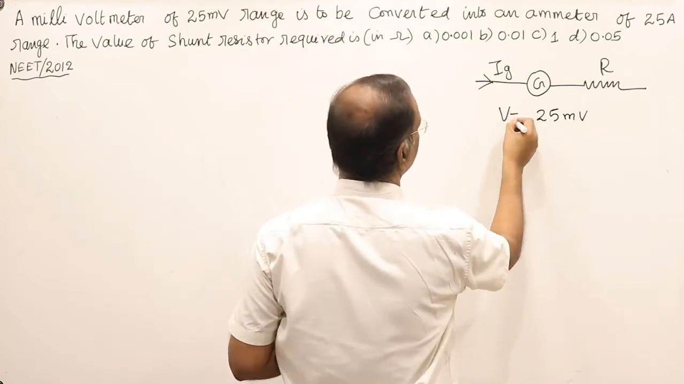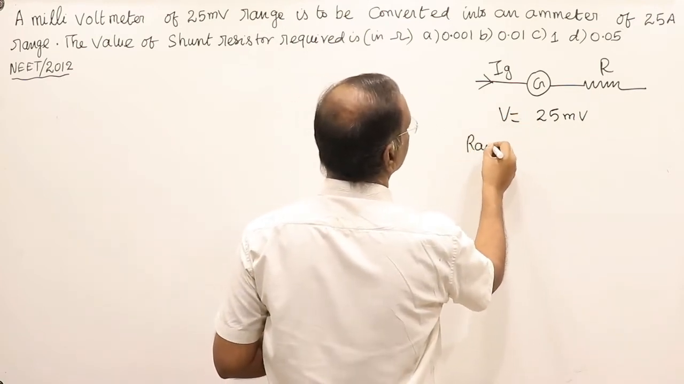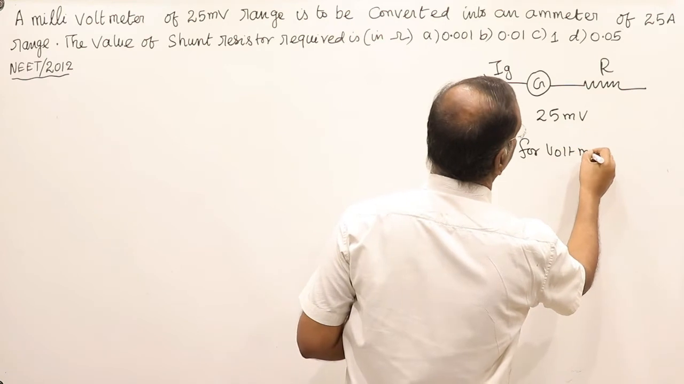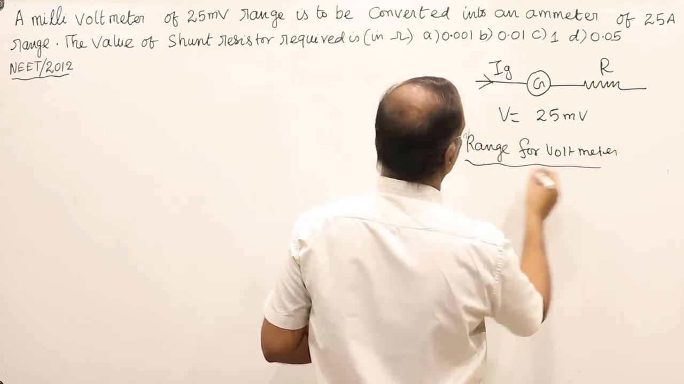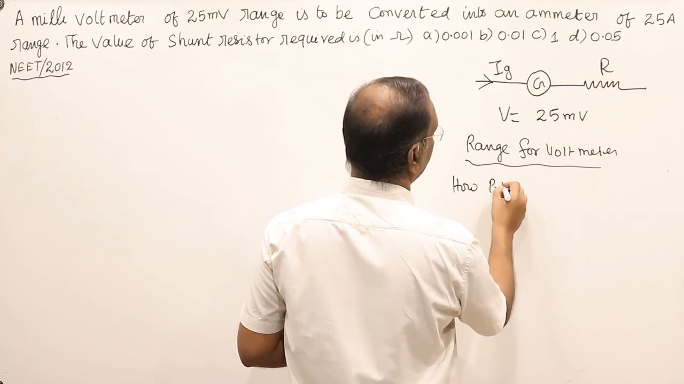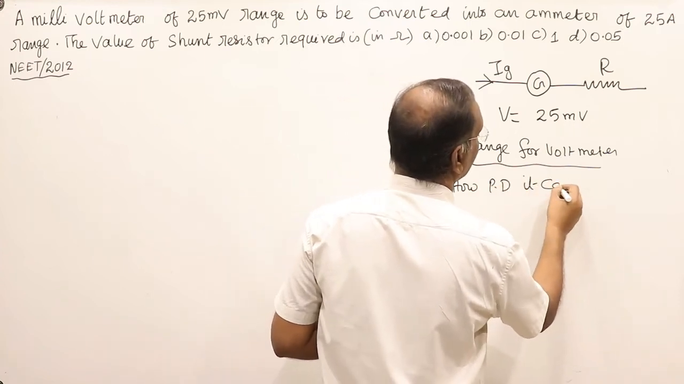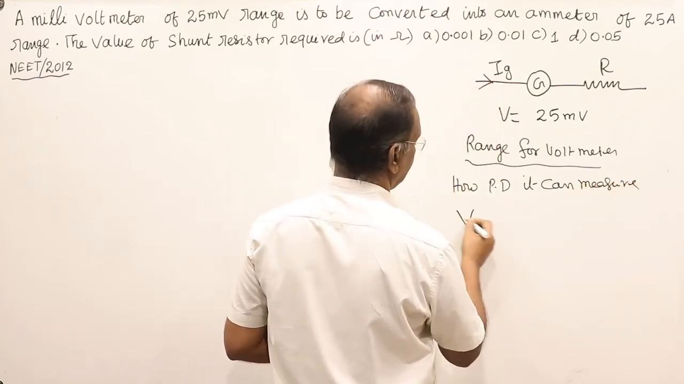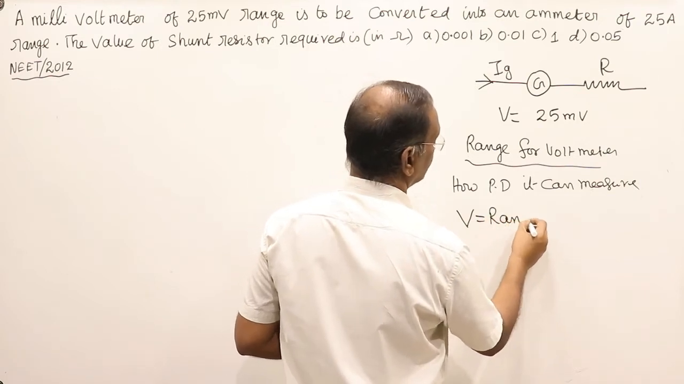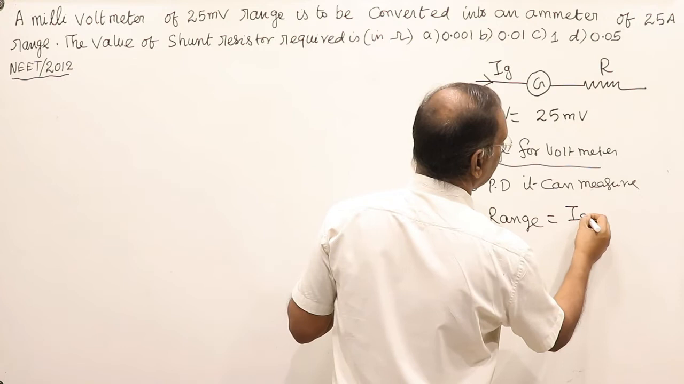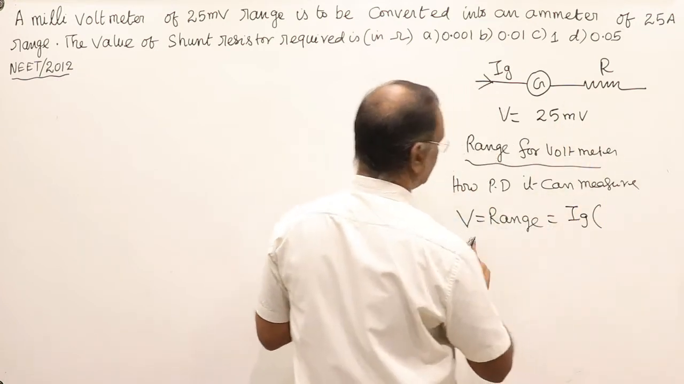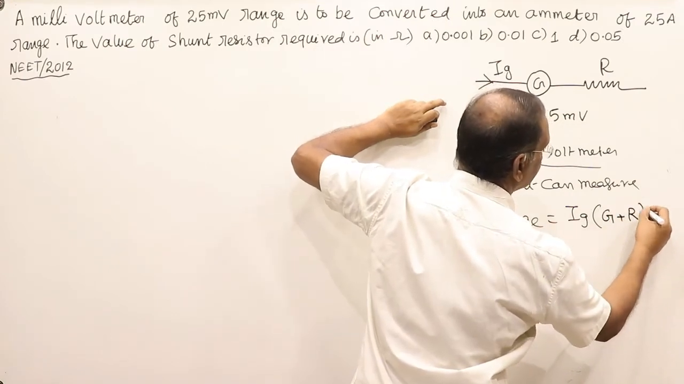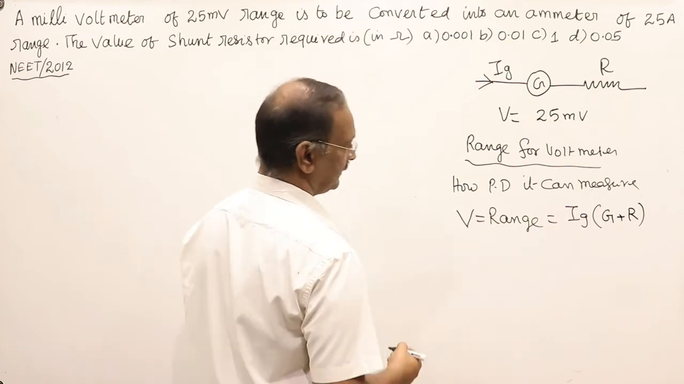What is the range? The range for a voltmeter is how much potential difference it can measure. Here range is equal to Ig into the resistance. Range means the potential difference across this is equal to Ig into the galvanometer resistance plus the series resistance. This is the range of the voltmeter.